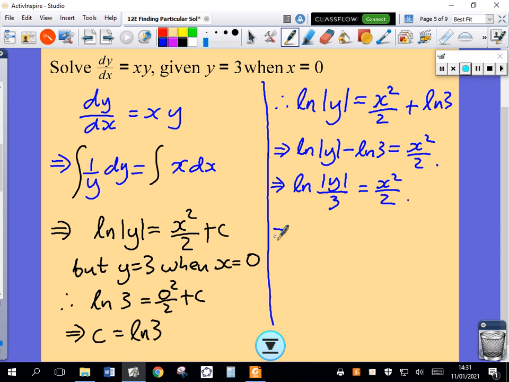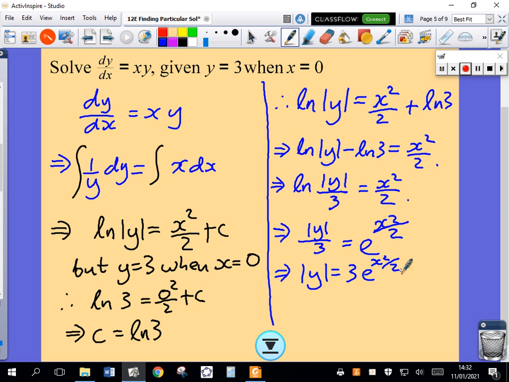So now I can say, and again, what does that mean? Well, the natural log of the absolute value of y over 3 is the exponent to which e is raised in order to get the absolute value of y over 3. So what we're saying here is that x squared over 2 is the exponent to which e is raised in order to get the absolute value of y over 3. I'm going to triple both sides, so the absolute value of y is equal to 3 times e to the power of x squared over 2.